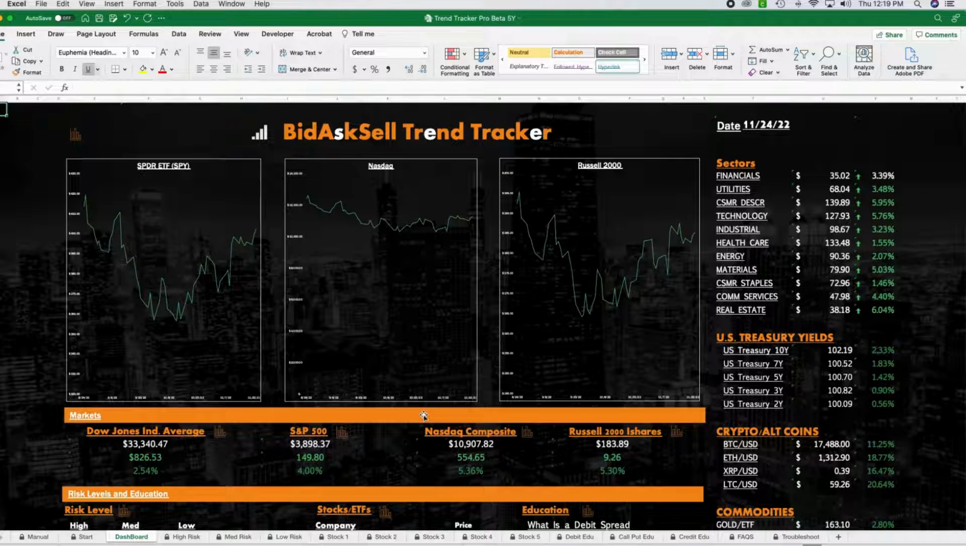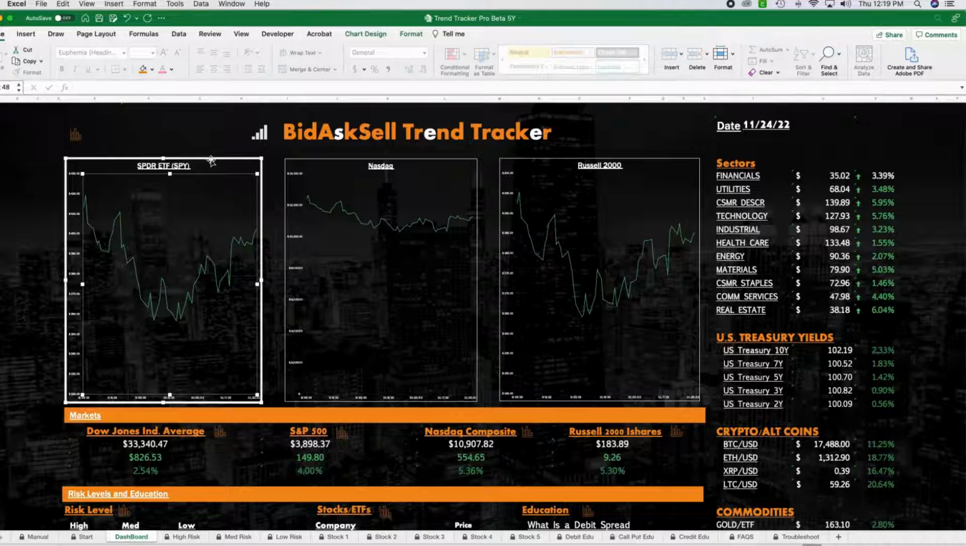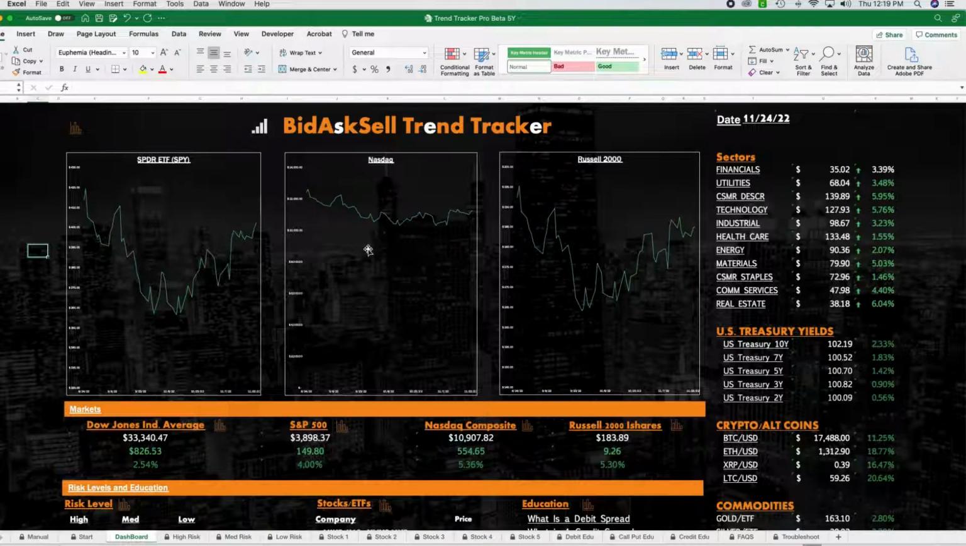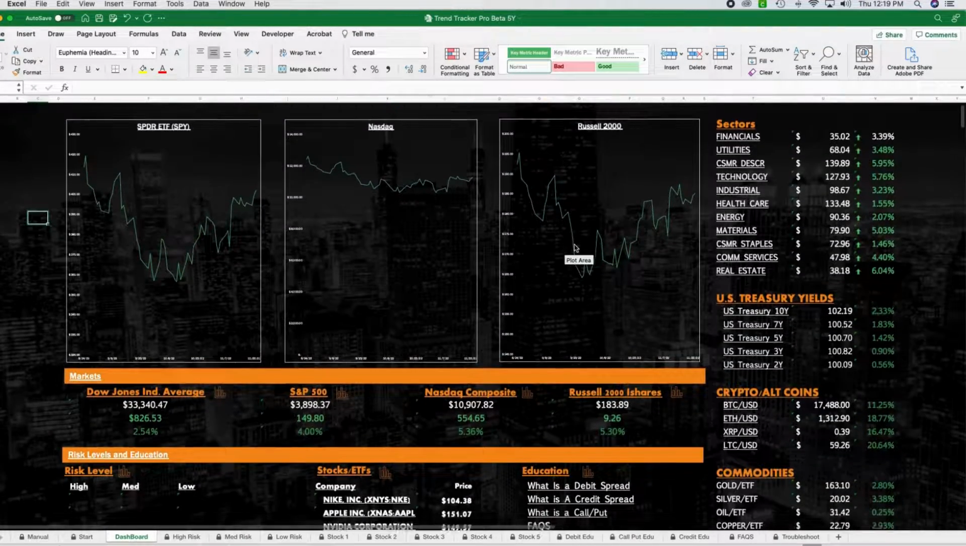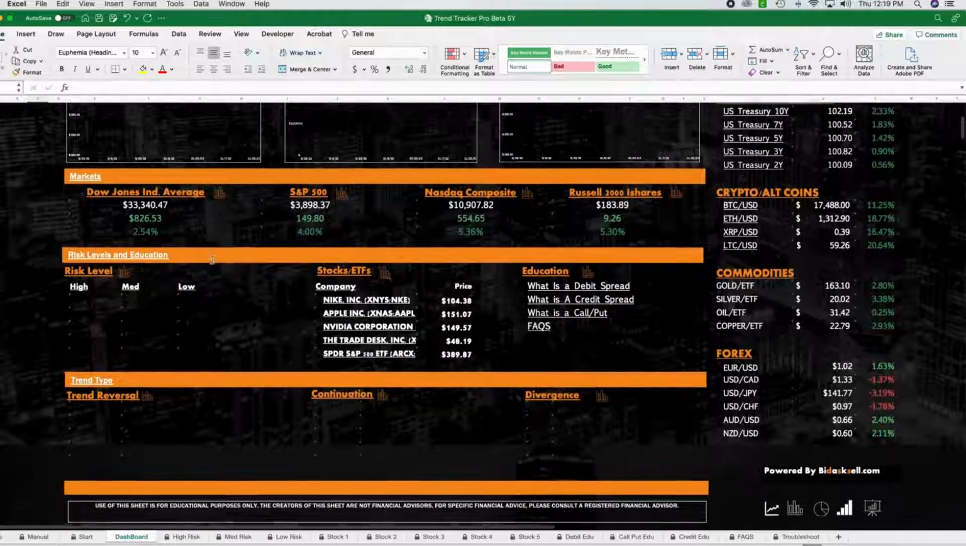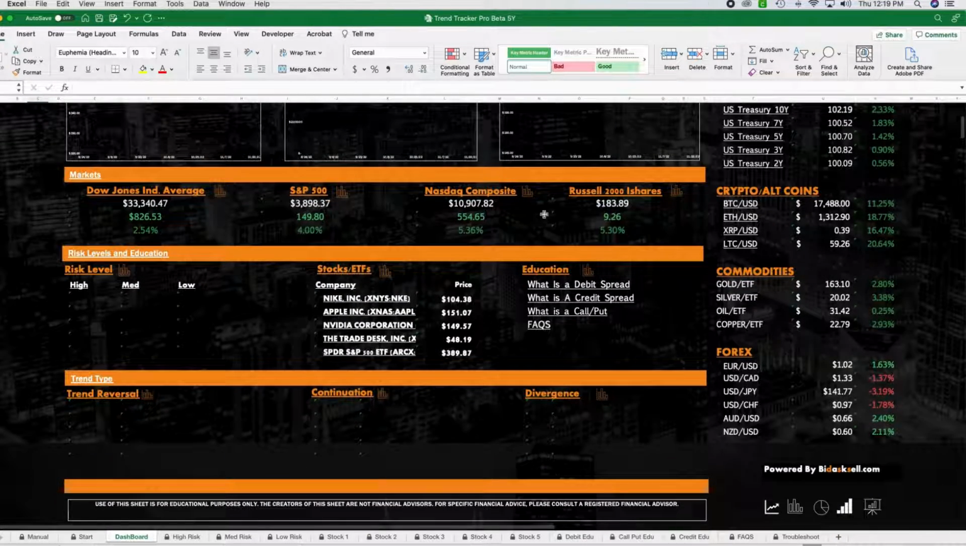Now, on the dashboard, you're going to find quite a bit of information. The first thing that you'll notice is that there are 3 3-month charts on the dashboard. There's a chart for the SPY, the NASDAQ, and the Russell 2000. Just below those is the most recent price information for the S&P 500, the NASDAQ, the Russell 2000, as well as the Dow Jones Industrial Average.